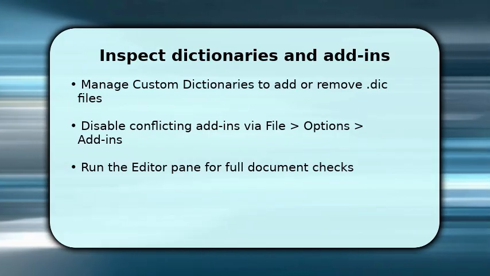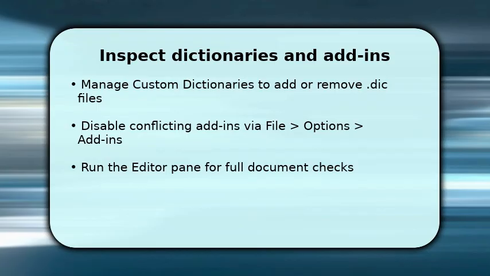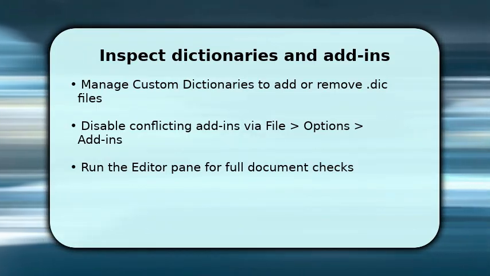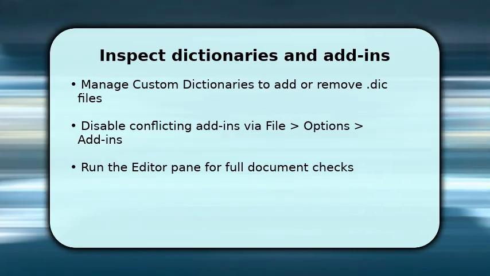Then navigate to File, Options, Add-ins and temporarily disable suspicious third-party add-ins because they can intercept proofing. Once adjusted, run the Editor pane or press F7 to perform a full document check. This ensures both the engine and supporting files cooperate, so errors are detected consistently.